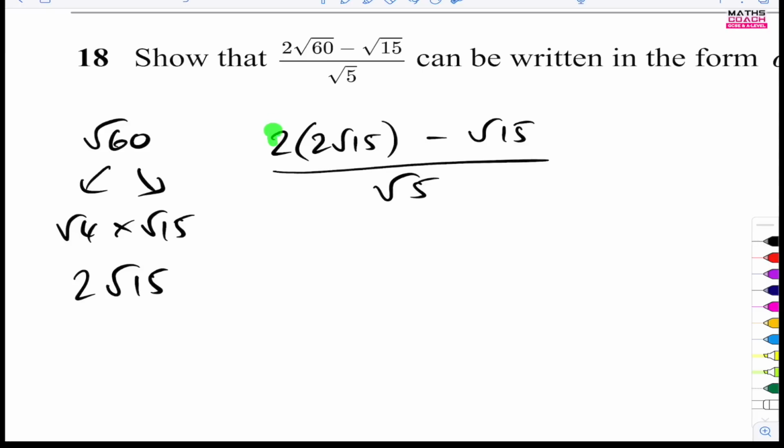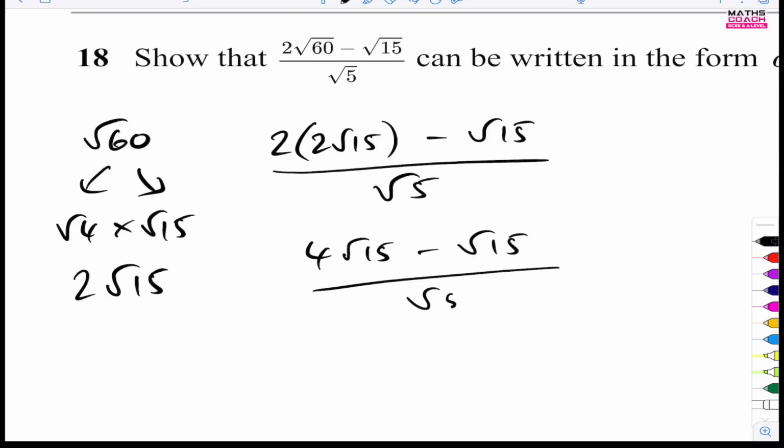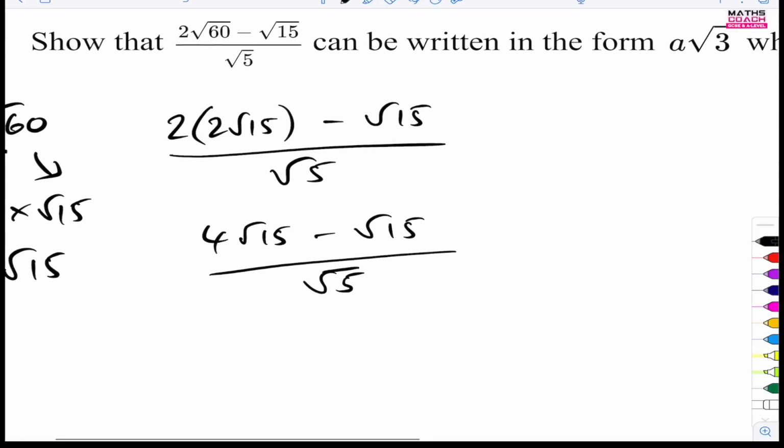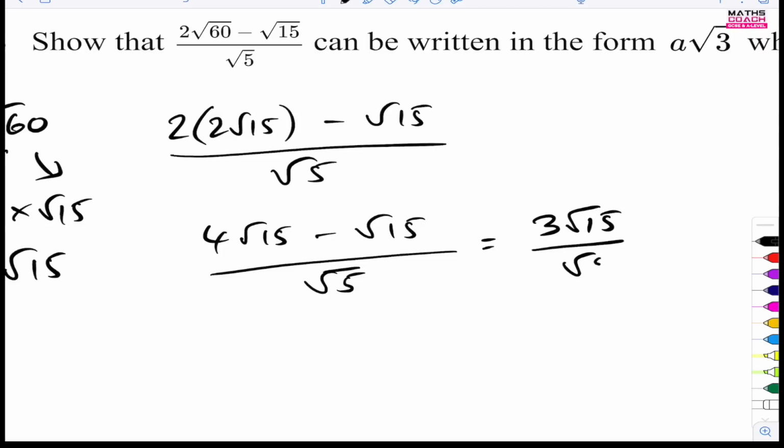Now if you expand this out, what do you get? You get 4 root 15 minus root 15 over root 5. Now these are the same, all right, that means I can add these. So it's 4 minus the 1. We don't need to write a 1, but there is a 1 here. So what is 4 minus 1? That is 3. So that will be 3 root 15 over root 5.